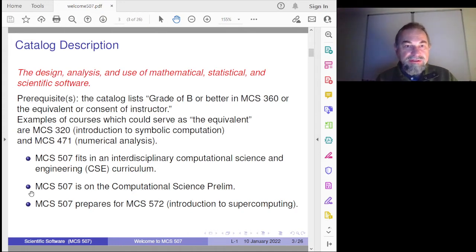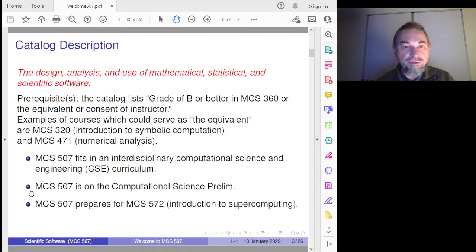Here are the prerequisites. The prerequisites are from an older time and mainly intended for students in our undergraduate program. MCS 360 is an introduction to data structures course. So what this means is that you have an understanding of programming in the practical sense. But this course is also a computing course, so that's why this scientific is there. It's a course for mathematicians and also for statisticians.